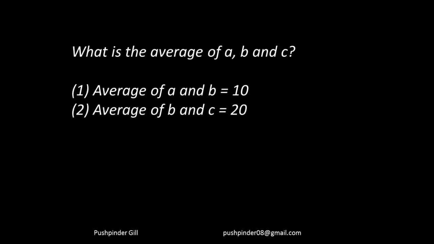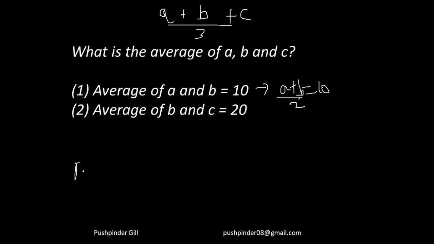What is the average of A, B and C? He wants us to find the value of (A plus B plus C) by 3. So what does the first statement tell us? The first statement just tells us (A plus B) upon 2 is equal to 10. Does that give me the answer? No, it doesn't. That means my answer choice is not A. That means I should be writing B, C or E, because the first statement is not sufficient.